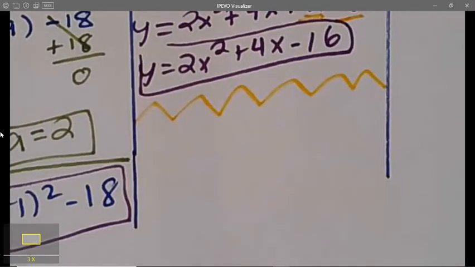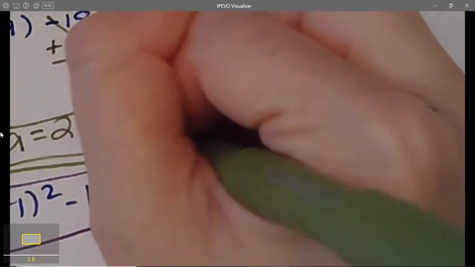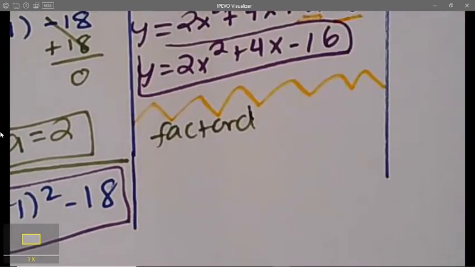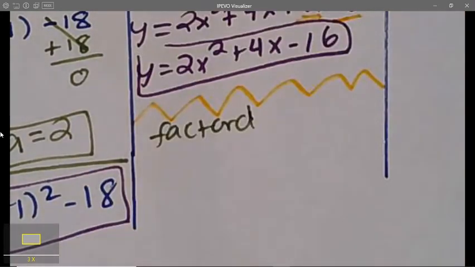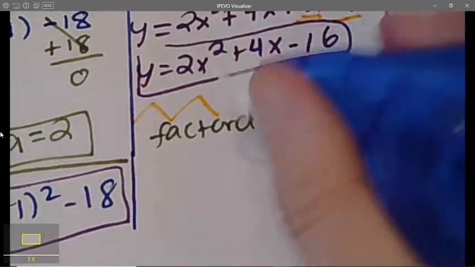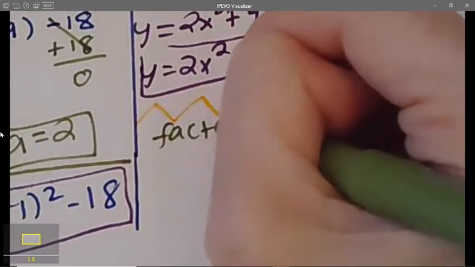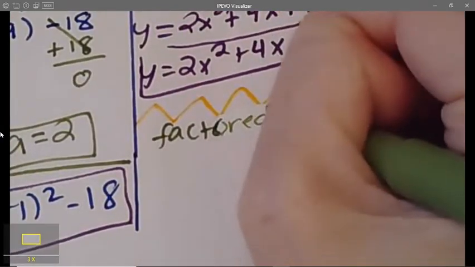So now really quickly, I'm going to show you how to go from factored form. Factored, I think I just spelled that wrong. Yep, I totally did. Jeez, Miss Long. Okay. Spelling is never my thing. That's why I just stick to math.